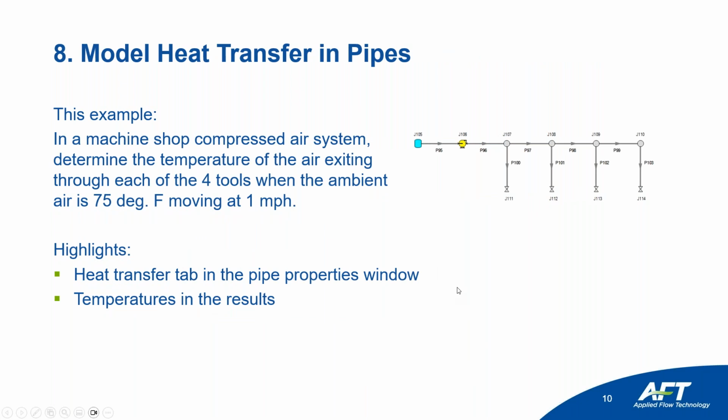Number 8, we're going to be moving to some heat transfer. So what we're going to be looking at in this system is a machine shop compressed air system. One of these pipes, the entrance to the compressor, is going to be assumed fully insulated. However, the rest of these pipes are going to be in ambient 75-degree air, moving at a really slow velocity, 1 mile per hour. But that's going to have an effect on how cool the air is when it exits each one of these tools represented by these exit valves right here.